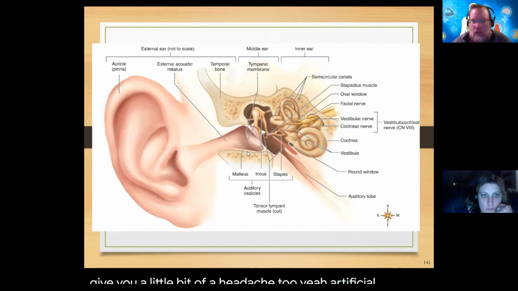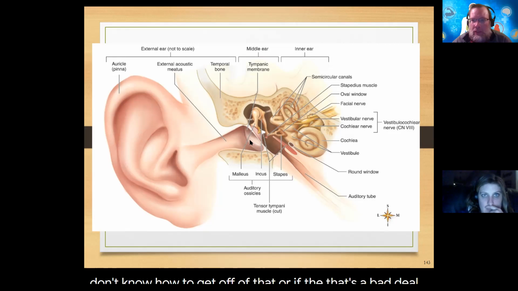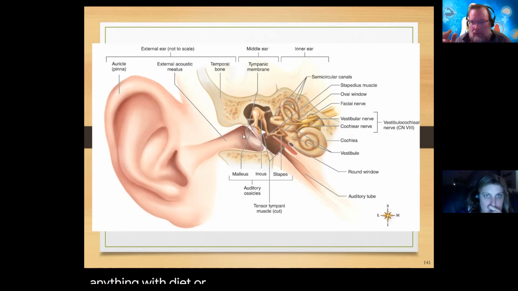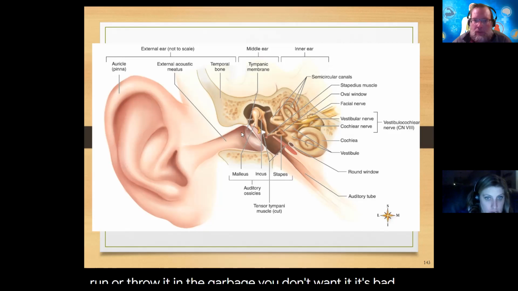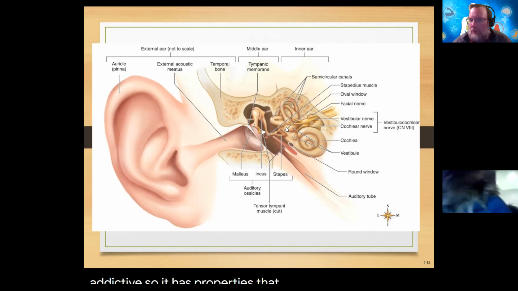Artificial sweeteners should be avoided at all costs. If you don't know how to get off of that, or if that's a bad deal. Anything with diet or sugar free, some of them hide it too. You've got to look on labels. If it says aspartame or sucralose, you better run, or throw it in the garbage. You don't want it. It's bad for you. It causes all kinds of problems, and it definitely is addictive. It has properties that you would not believe.